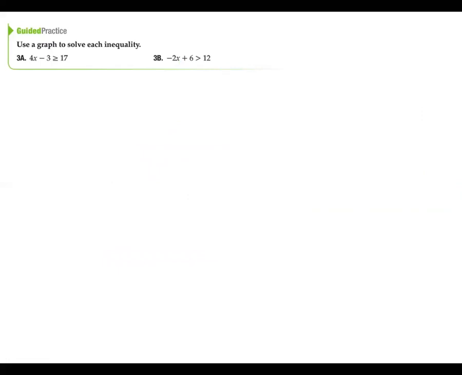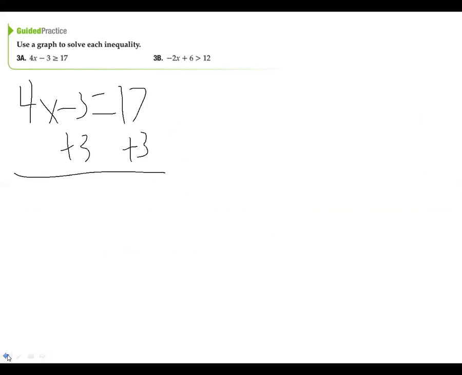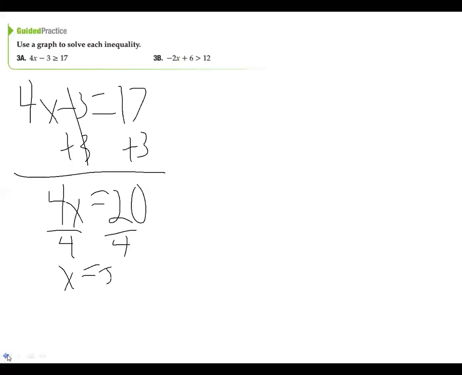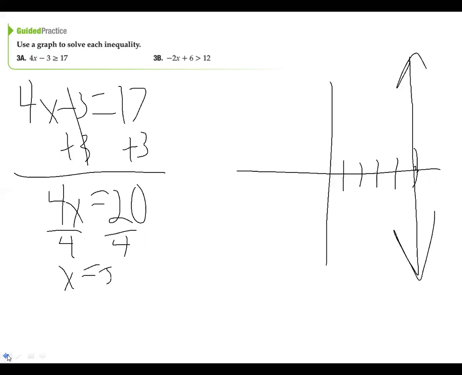All right, so 3a, you have 4x minus 3 is greater than or equal to 17. But do the equal to. So add 3, you get 4x is equal to 20. Divide by 4, you get x equals 5. So you would go over to 5, and it's or equal to, so you put a vertical line that's solid, and then you test (0, 0).